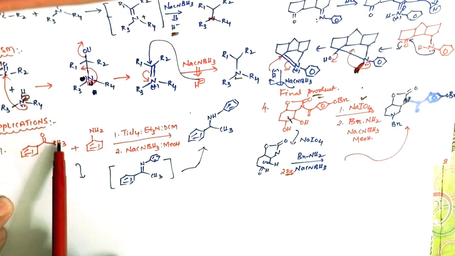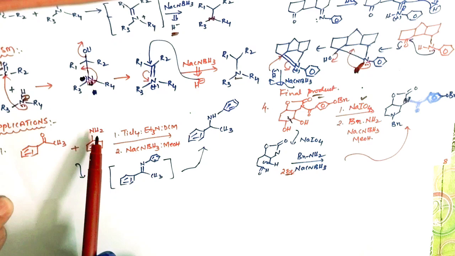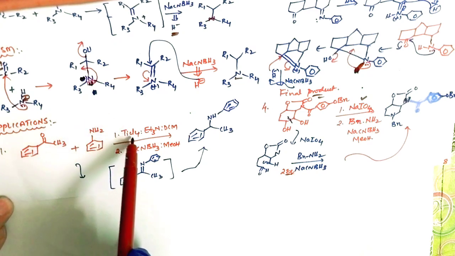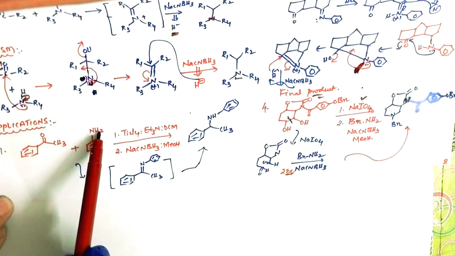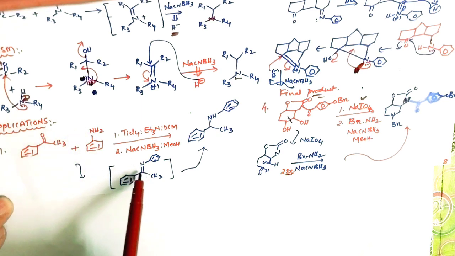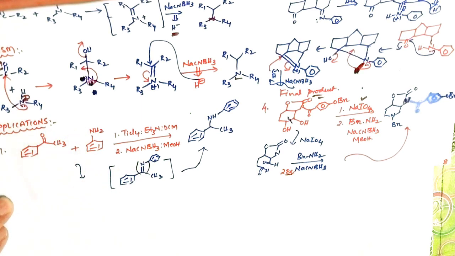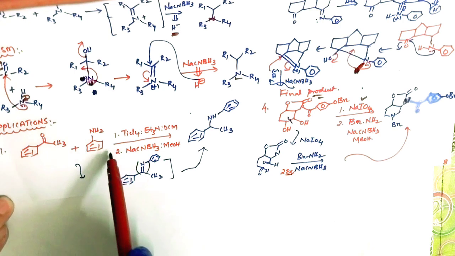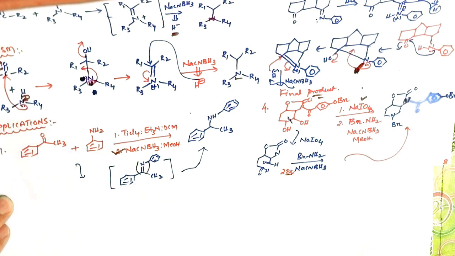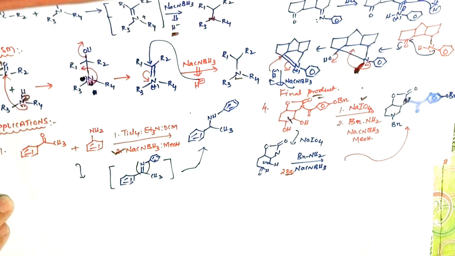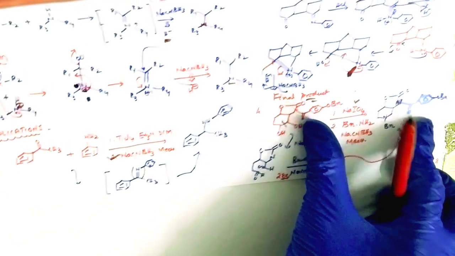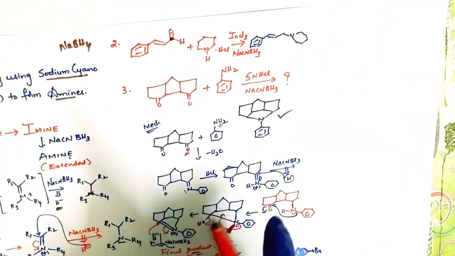Here it is a ketone. Ketone is treated with amine to form imine in presence of TiCl4, triethylamine and DCM. Simply what happened? H2 and O are removed in the form of H2O. So a pi bond is formed between carbon and nitrogen. Now it is treated with NaCNBH3, that is Borch Reductive Amination. So simply the pi bond is converted into a single bond. See the next example.